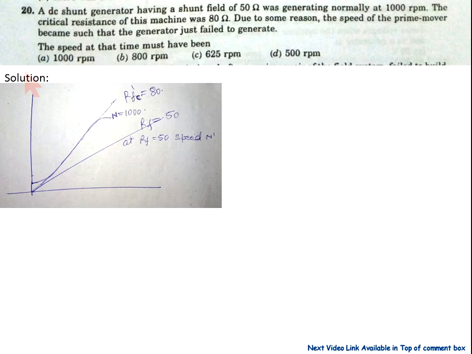Now come to the solution. This is the characteristic of speed versus field. This is the field winding resistance, and it works at this field resistance at 1000 rpm. At this condition, the critical field resistance is 80 ohm. When the speed is reduced, the characteristics shift to this area. In this area, the critical field resistance is 50 ohm, and that is the speed at this critical field resistance, Nc.